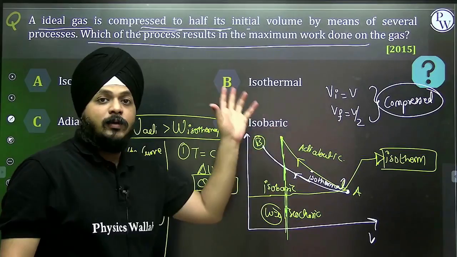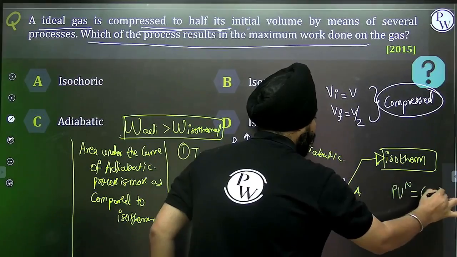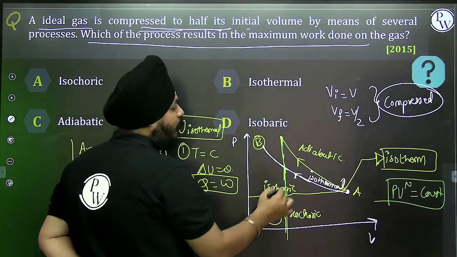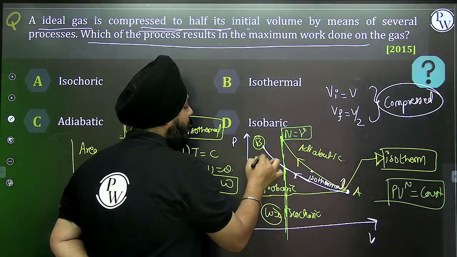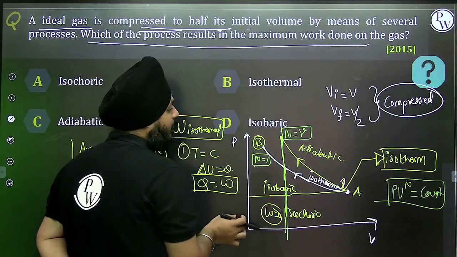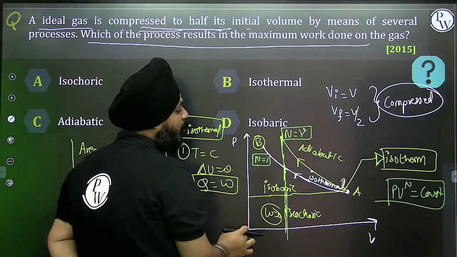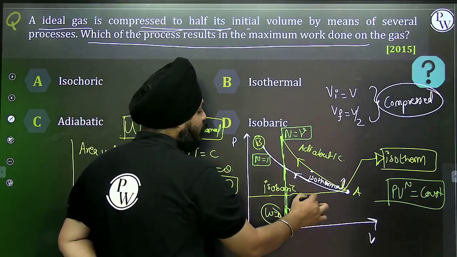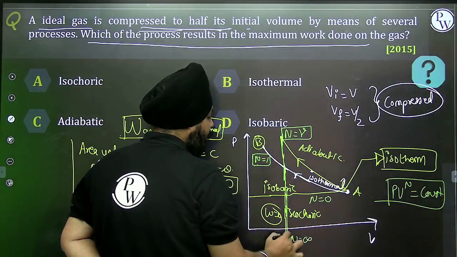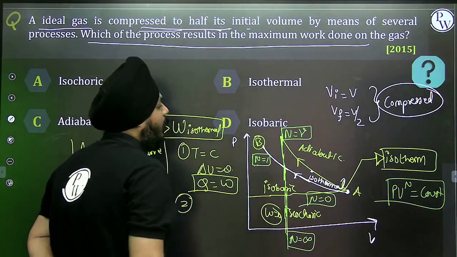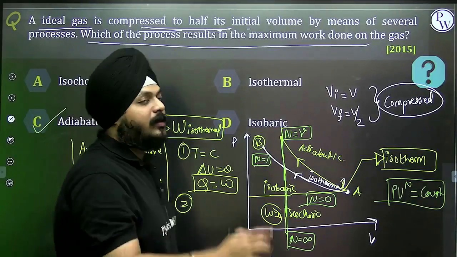Recall the polytropic process: what was its equation? PV^n is constant. If we take the value of n as gamma, we have the adiabatic process. If n is 1, we have the isothermal process. You can see the index n of an adiabatic process is more as compared to the isothermal process. For the isobaric process, n is equal to 0, and for the isochoric process, n is equal to infinity. So we can say the work done on the gas by the adiabatic process is maximum.